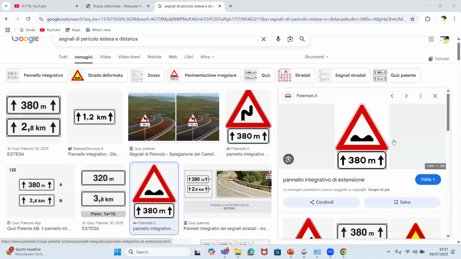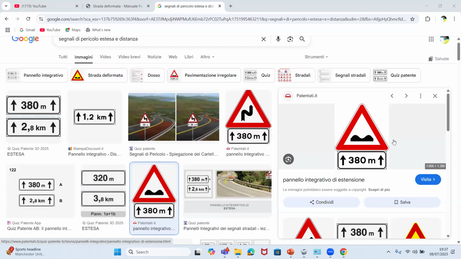I understand what you're saying, but in estesa, you don't talk about distance. You talk about length. The length of the damage, the pothole. That is exactly the length of the damage. In estesa, we don't talk distance. We only say the length.